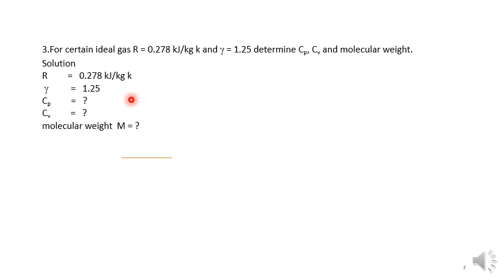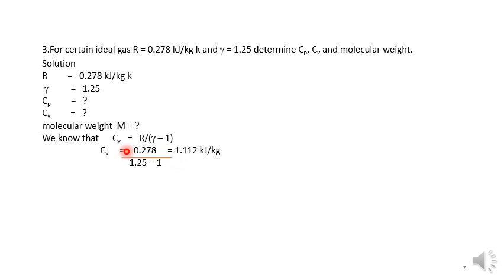So according to the relation between specific heat and the specific heat ratio value, we know that Cp by Cv is equal to gamma, Cp minus Cv is equal to R. By using the two relations, we know that Cv is equal to R divided by gamma minus 1. So R value 0.278, gamma value 1.25 minus 1. So calculating we will get 1.112 kilojoule per kg.